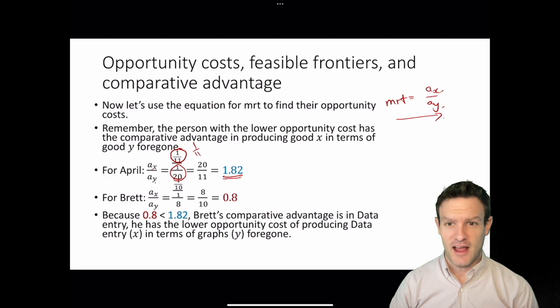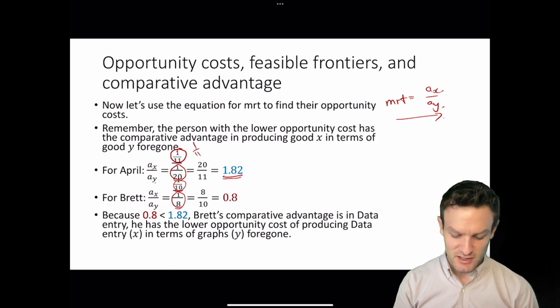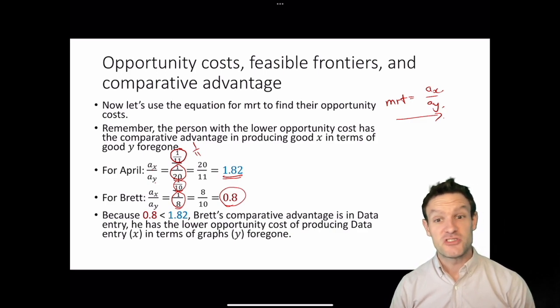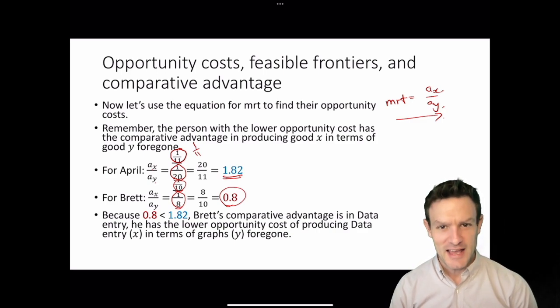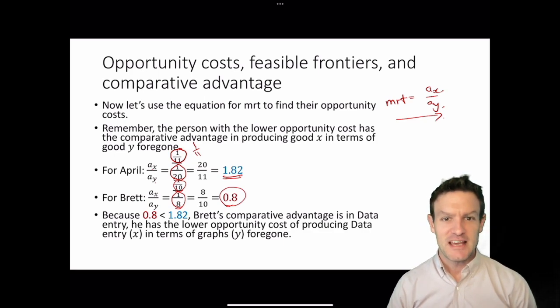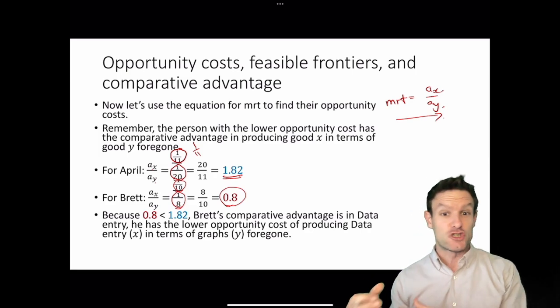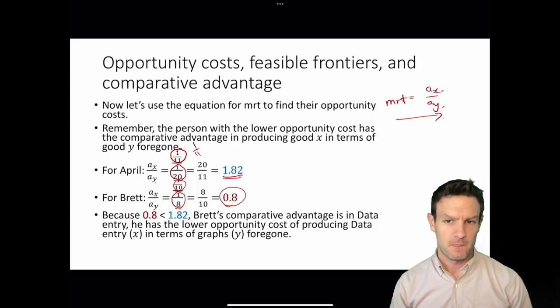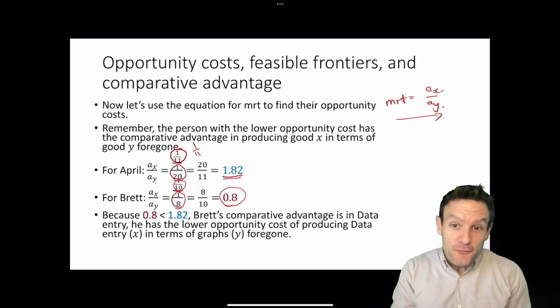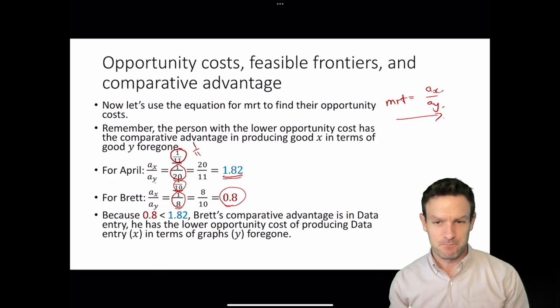For Brett, on the other hand, it was 1 over 10 divided by 1 over 8. That gives us 8 over 10, which is equal to 0.8. Because 0.8 is less than 1.82, Brett's comparative advantage is in data entry. He has the lower opportunity cost of producing data entry X in terms of graphs Y foregone. So he has to give up fewer graphs in order to enter 1,000 units of data.